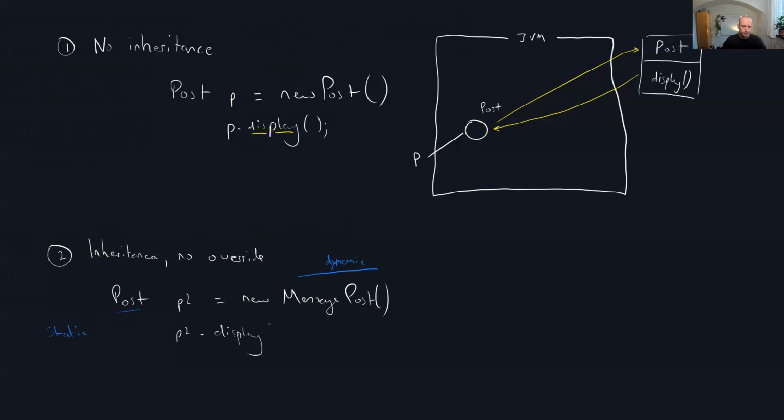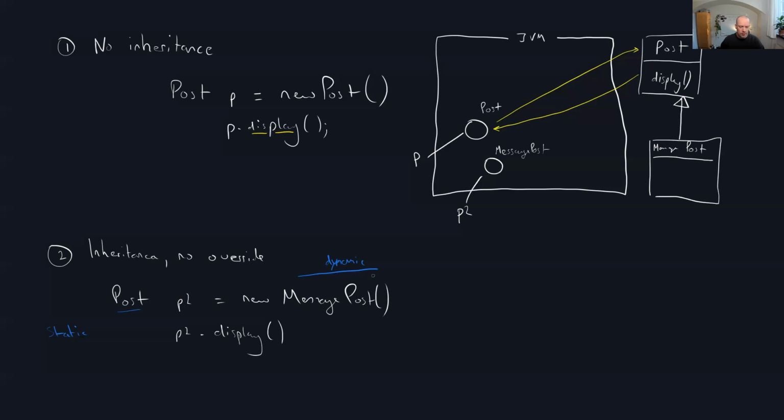So let's have our p2, and that is an object in our JVM, except it has the dynamic type of MessagePost, again because we loaded this class into our JVM when we ran it. MessagePost inherits from Post, which has the display method.